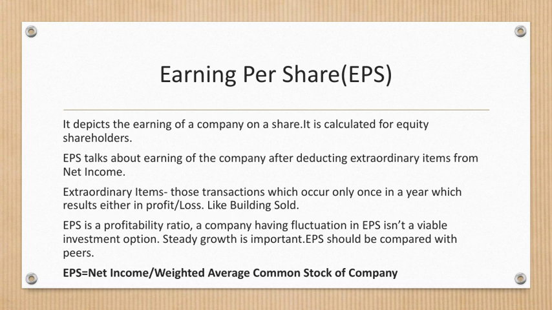A constant rate is quite important. Every time we have to compare within a particular industry. Suppose we talk about the power industry, I will compare Adani Power with Tata Power and see which one is better, which ratio is increasing steadily. EPS is calculated as net income divided by the weighted average common stock of the company. An increase in EPS is always good.